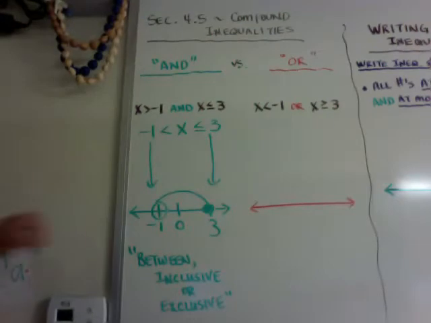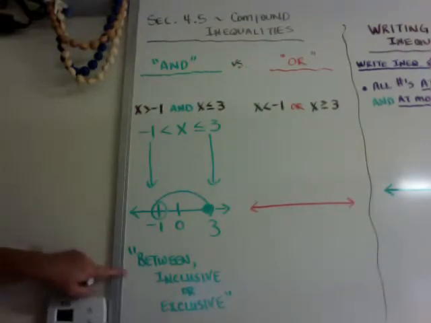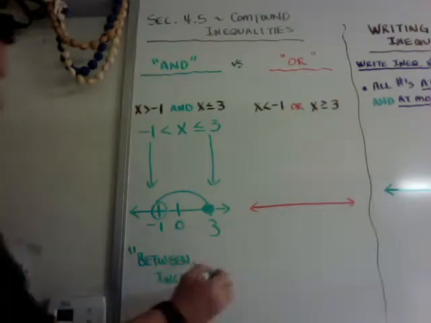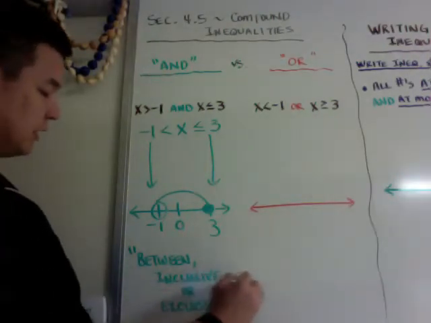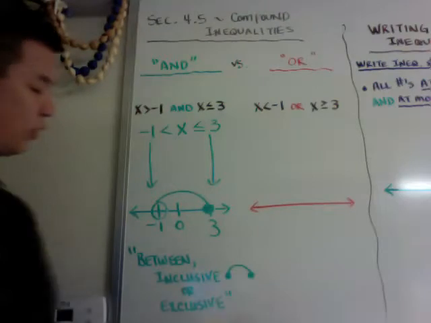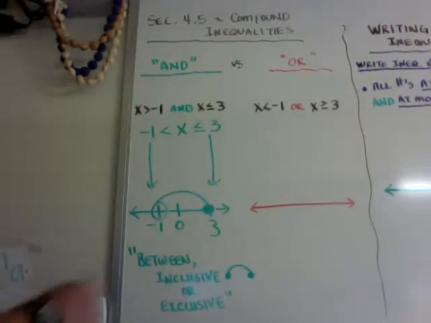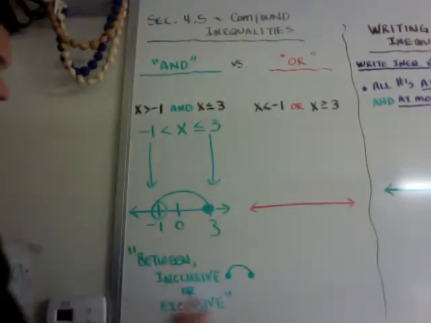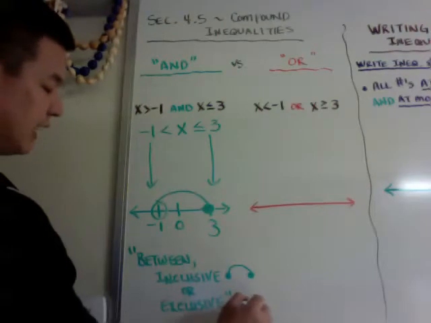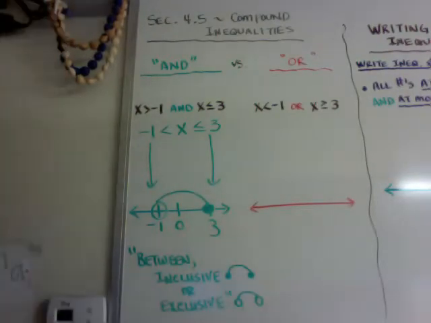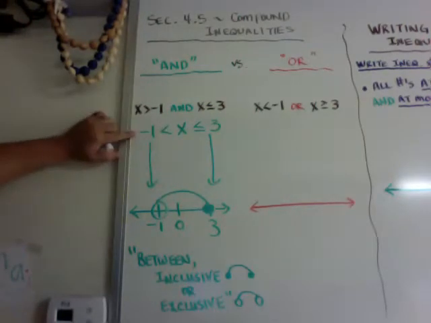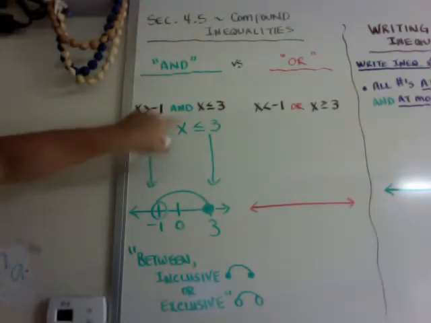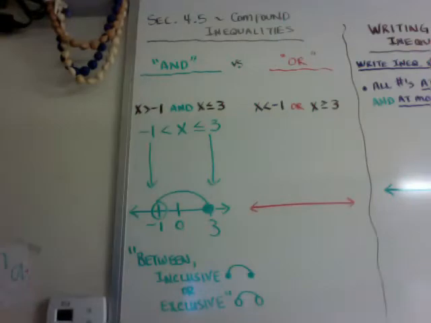In word problems, you may see these words, between -1 and 3. If they say inclusive, that means it's going to be two closed dots. It includes those two numbers. It's or equal to. If it says between these two numbers exclusive, that means it doesn't include those dots, so you leave them open. So it's less than signs. The way you would say this is x is greater than -1 and x is less than or equal to 3. Or you can just say it as a shortcut.